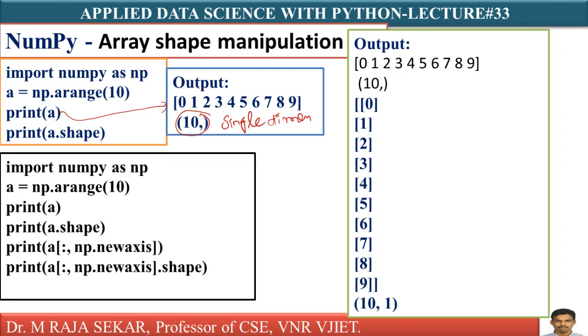Let's see how it will be. Same story: A equal to np.arange, print A. It will print this particular array. And A dot shape is (10,), which means it is a single dimensional array. Now let me add one more dimension to this matrix. That's what I said in my previous slide: np.newaxis is used along with the slice operator. This colon is the slice operator, comma, np.newaxis. Now I am adding one more dimension.